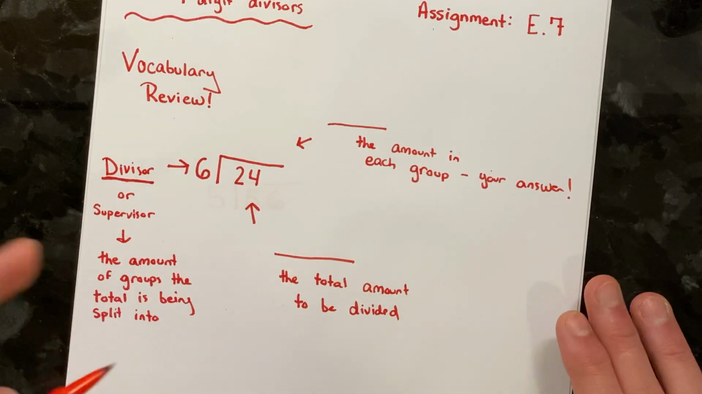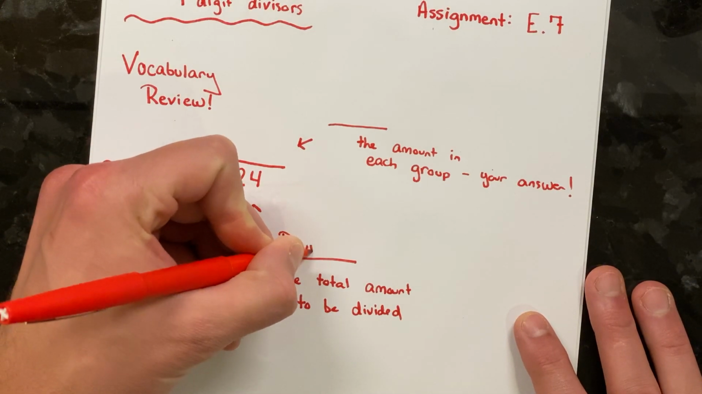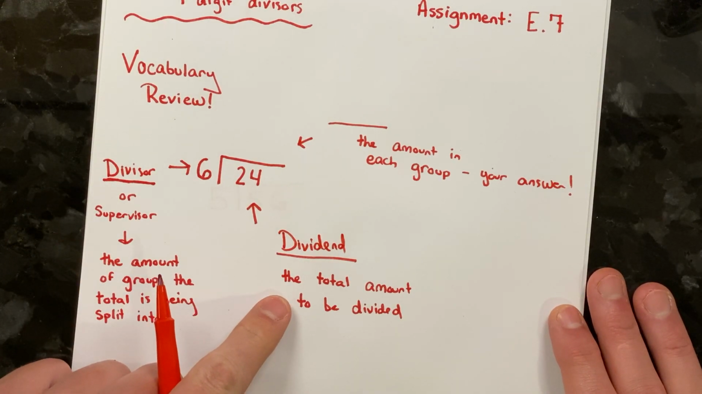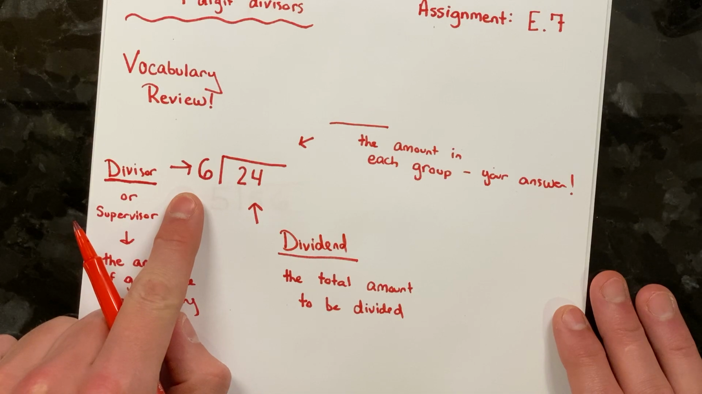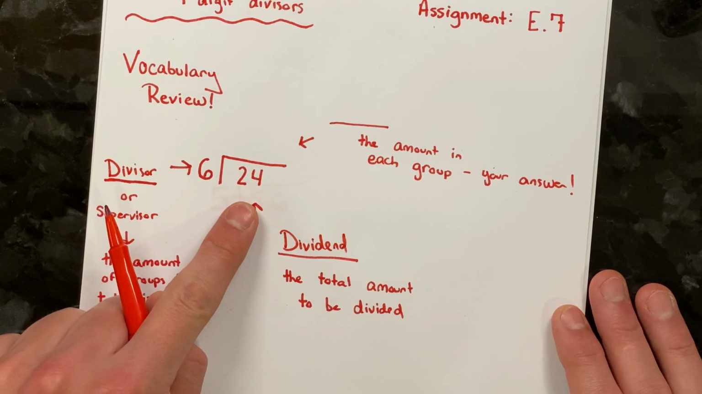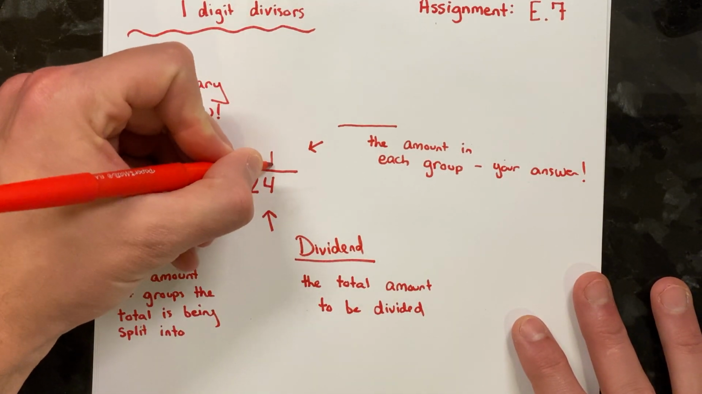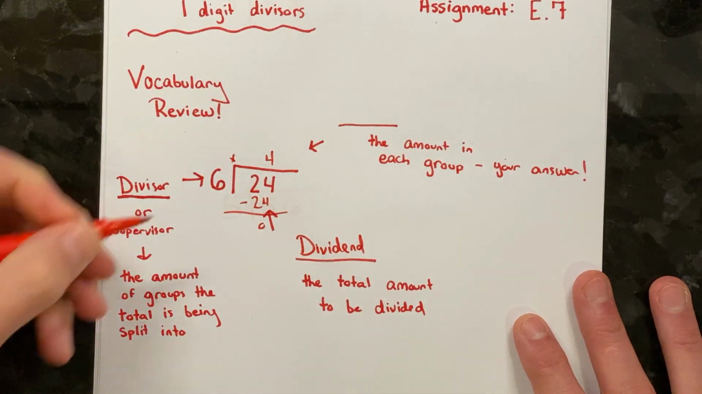24. Well, 24, the number inside of that box is called the dividend. And the dividend is the total that's going to be divided out. So 6 groups or 6 bags of jelly beans, 24 total jelly beans, okay? When I completely finish this problem out, 6 times 4 is 24. When I subtract, I've got 0 left over.